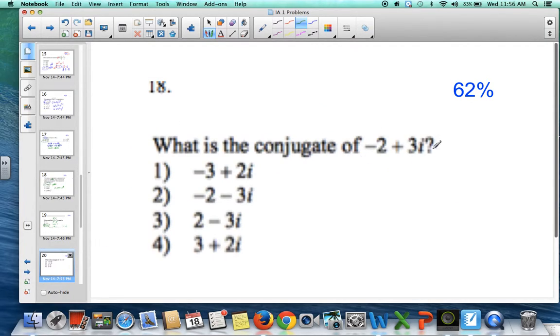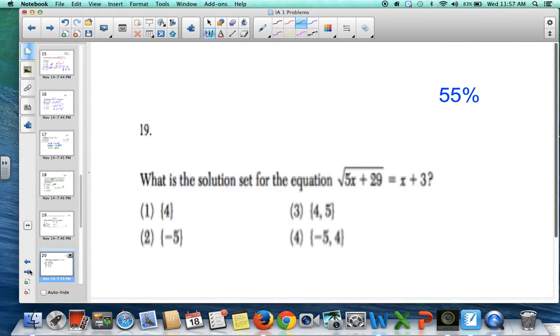For the conjugate of a complex number such as this, the first number stays the same and the second sign changes, not the first sign. So it's going to be negative 2 minus 3i. This is an automatic problem that's going to be on your Regents exam that everybody should get. We don't change this. A lot of people put this answer here, thinking they changed both of them. That would be the opposite, not the conjugate.